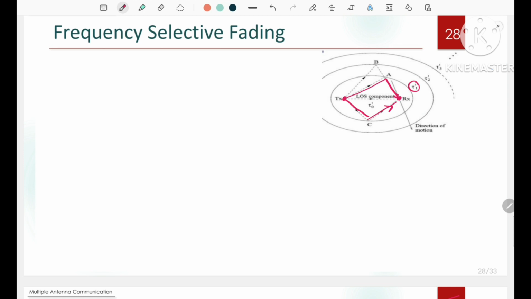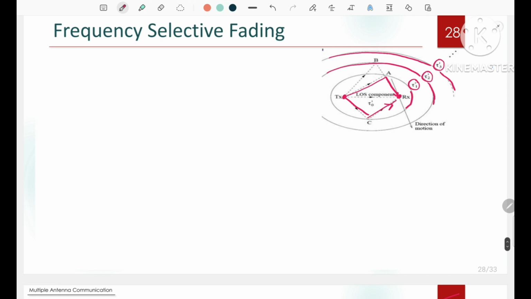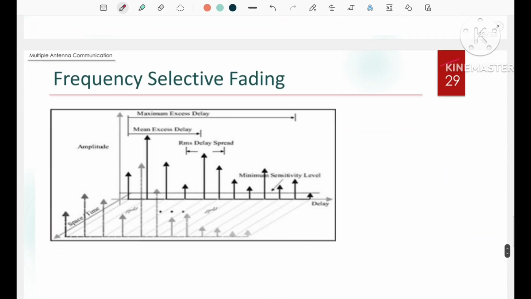Whereas in frequency selective fading, we have multiple delays. That is, the echoes are received at the receiver with multiple delays. And then we can say that we have multiple ellipses. And all these delays, tau 1, tau 2, tau 3, are differentiable, we can resolve them, and they are distinguishable.